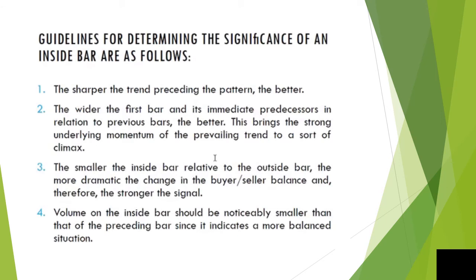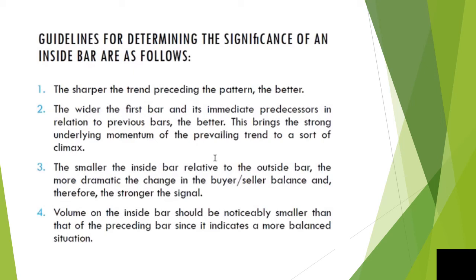So these are the guidelines for determining the significance of an inside bar. Kita tengok kat sini nombor 1, the sharper the trend preceding the pattern, the better. Number 2, the wider the first bar and its immediate predecessors in relation to previous bars, the better. This brings the strong underlying momentum of the prevailing trend to a sort of climax. Number 3, the smaller the inside bar relative to the outside bar, the more dramatic the change in the buyer and seller balance, and therefore the stronger the signal.